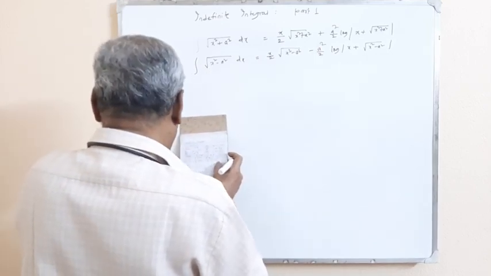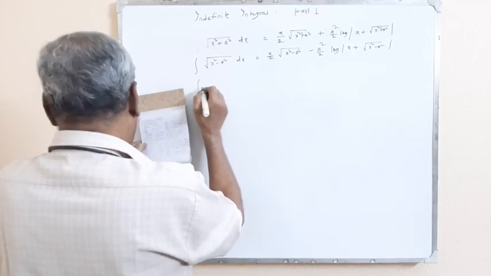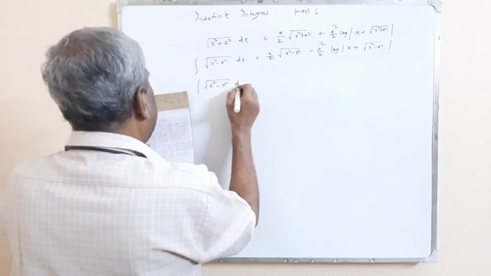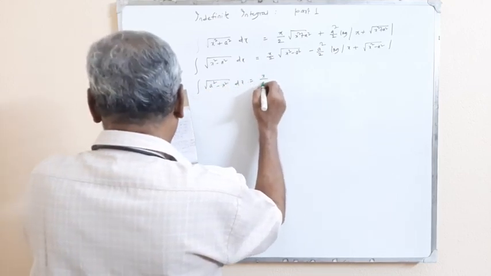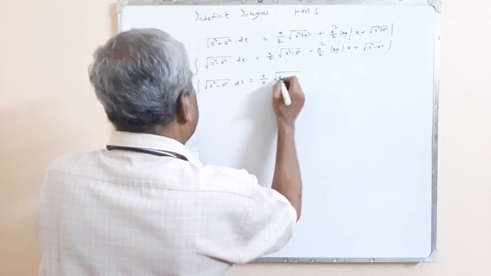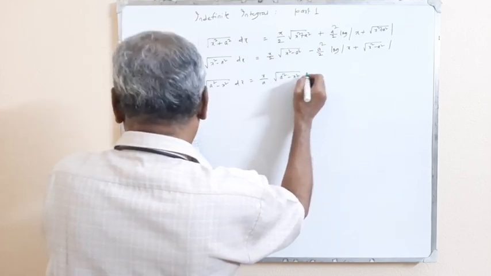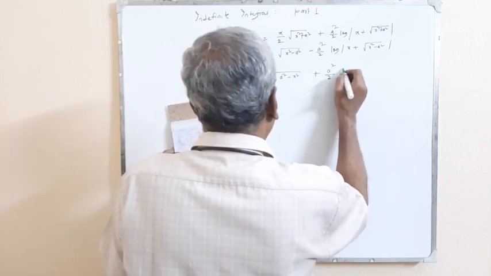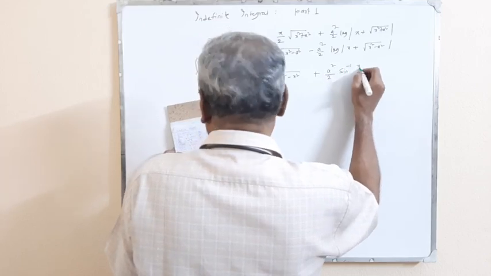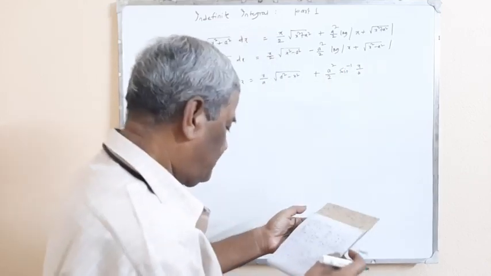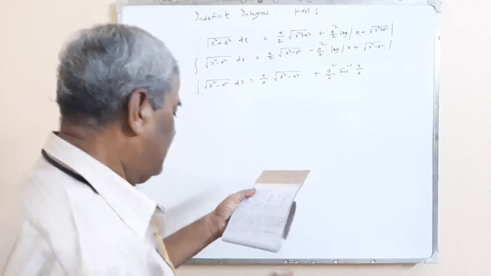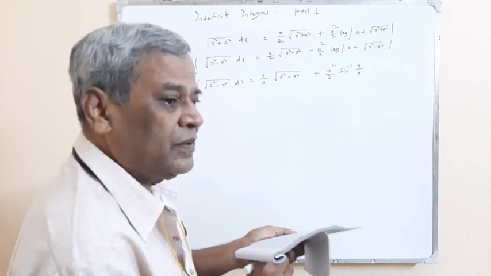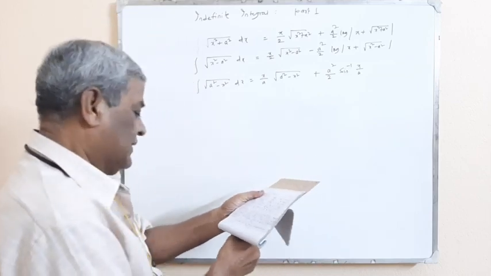Next one, the integral of root over a square minus x square dx is x by 2 into root over a square minus x square plus a square by 2 into sine inverse x by a plus c. Okay, these are the 9 or 10 formulas mostly to be used here.